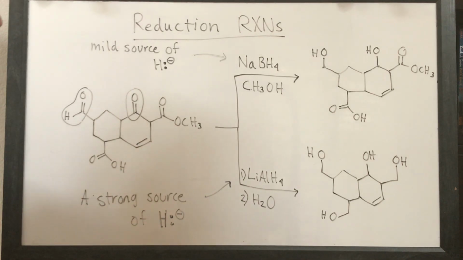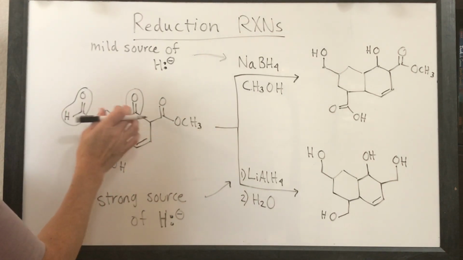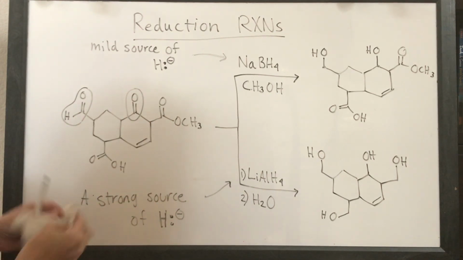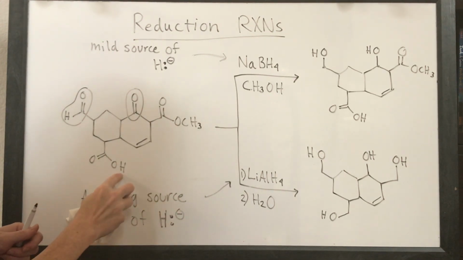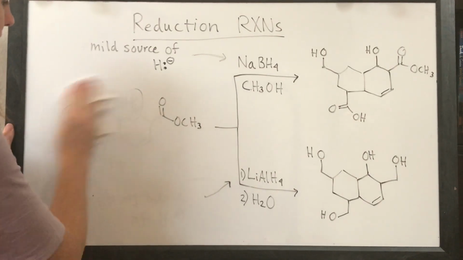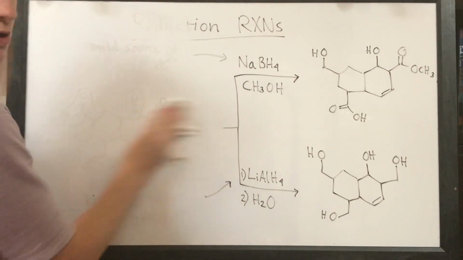Okay, so next we're going to look at the mechanism for reducing aldehydes and ketones versus the mechanism for reducing esters. Carboxylic acids are a little more complicated because of that acidic proton, so you'll get into that mechanism next semester. But let's first start with the mechanism of sodium borohydride.